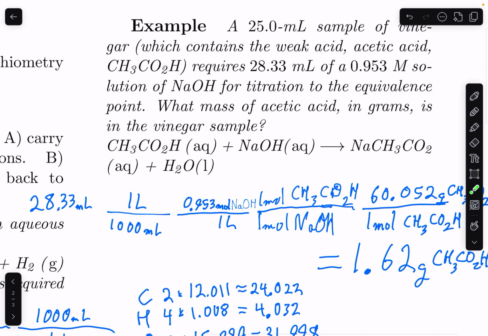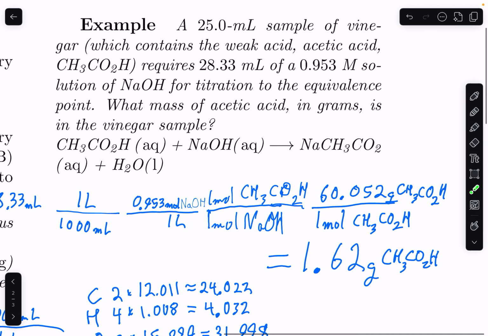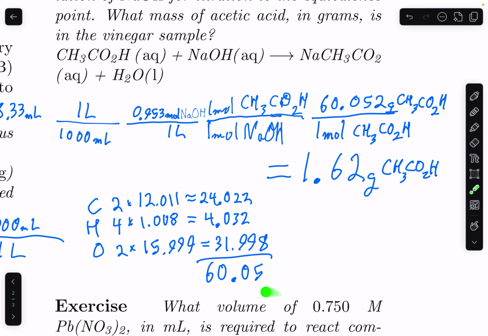So we start with 28.33 mils of this sodium hydroxide. Convert into liters. Convert that into moles by using the concentration. Note that 1 mole of acetic acid reacts with 1 mole of sodium hydroxide, so this is a 1-to-1 molar ratio. And then convert that into grams by using the molar mass of acetic acid, which I've calculated off to the side here.